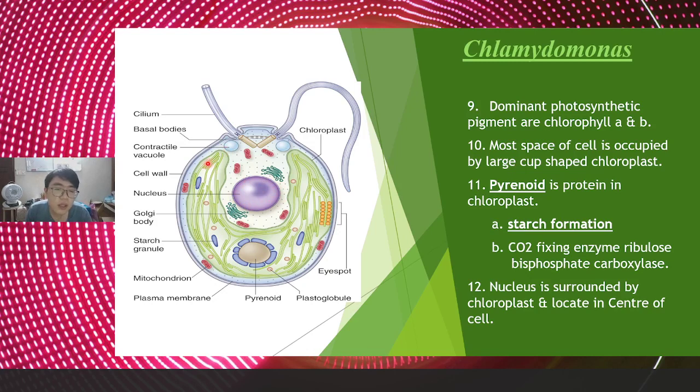So if you know, it contains organelles, and the nucleus is located in the center of the cell, and it is surrounded by the chloroplast. The chloroplast is very big. It is cup-shaped and almost occupies all parts of the cell. Inside the chloroplast there is pyrenoid, and pyrenoid is responsible for forming starch, and it also contains the carbon dioxide fixing enzyme, ribulose bisphosphate carboxylase, responsible for the carbon cycle.